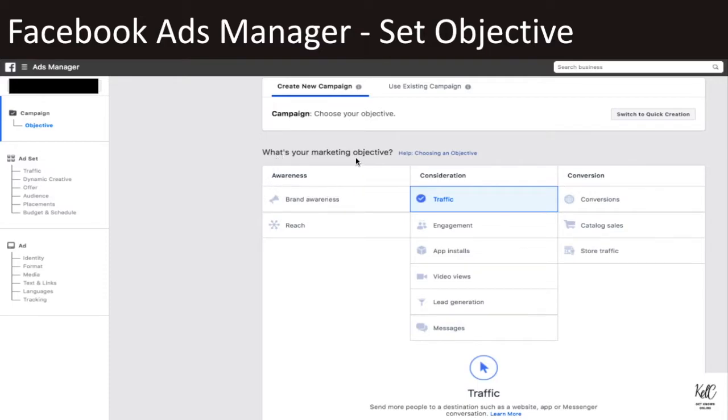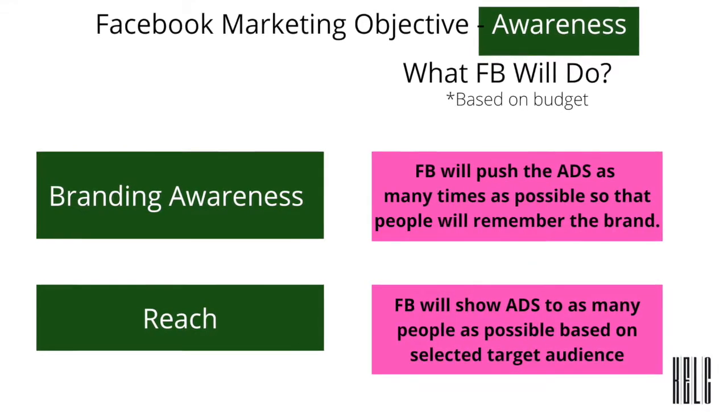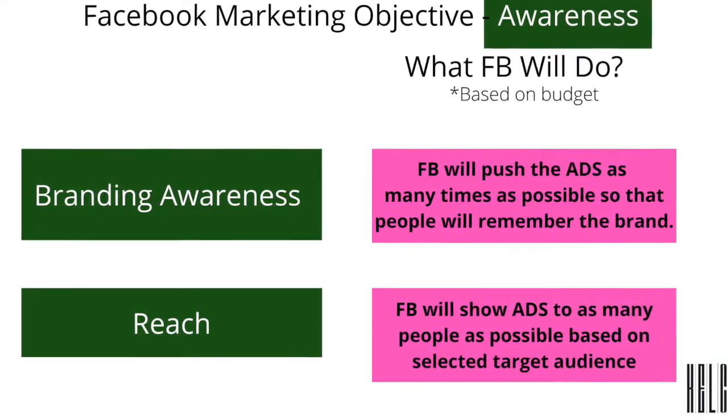When we come back to this marketing objective, such as awareness, what is the difference between brand awareness and reach? When you choose the marketing objective brand awareness, it means you want Facebook to help you flash out the ads as many times as possible.